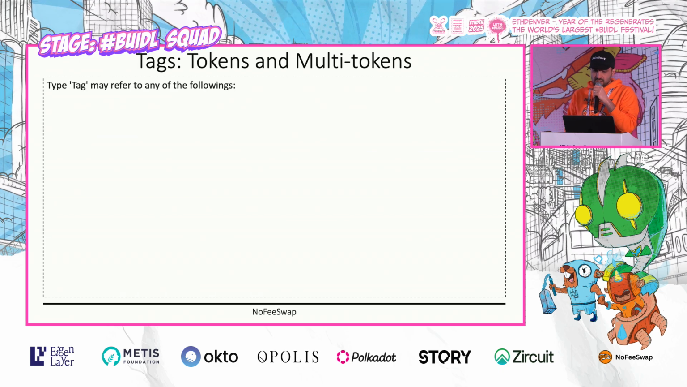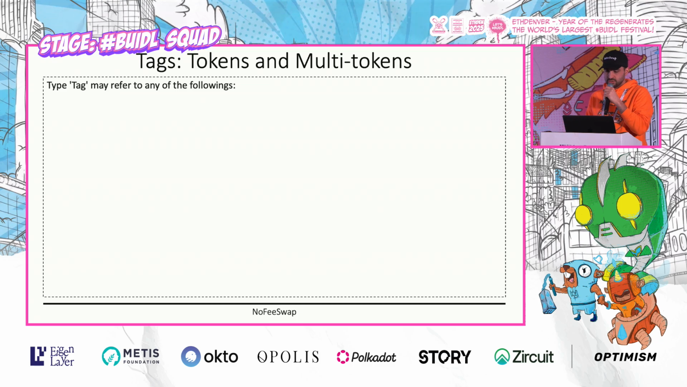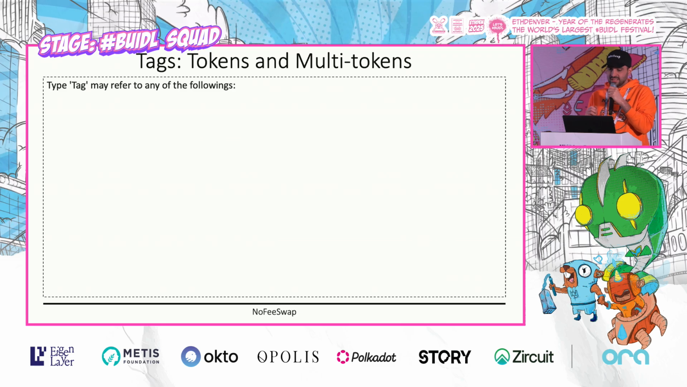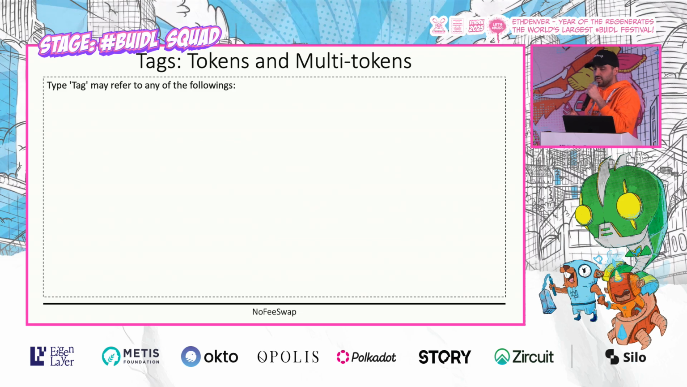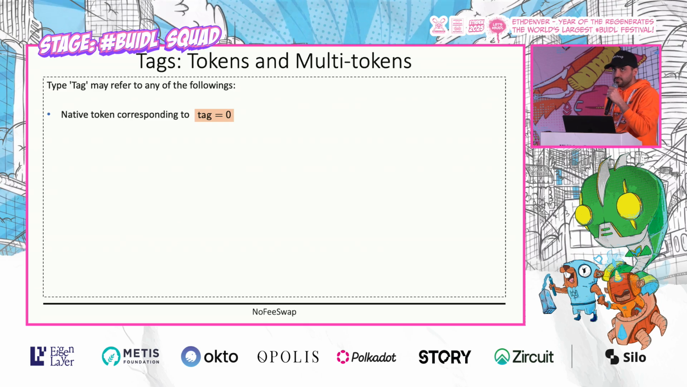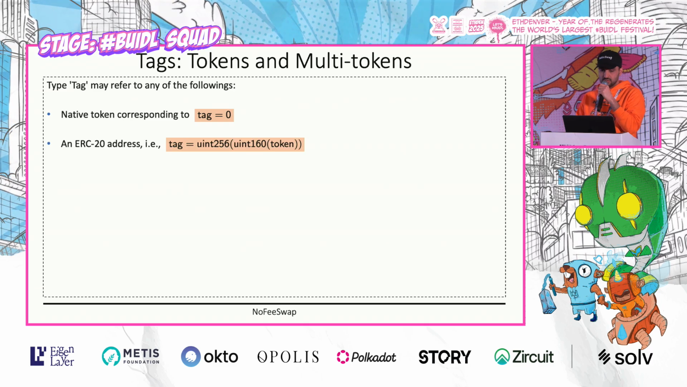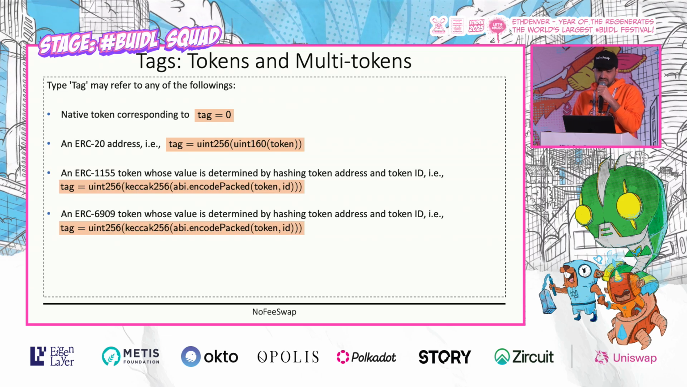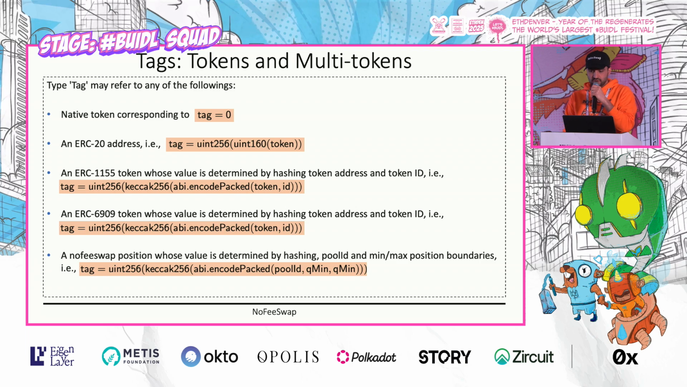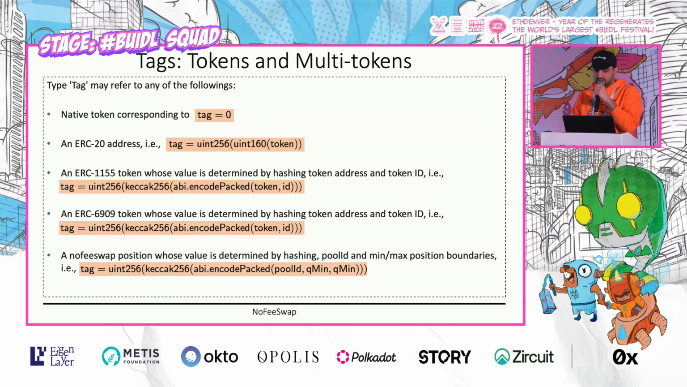Next, we are going to talk about tags. Every token or multi-token asset which may be traded on NoFeeSwap Singleton is assigned a tag. A tag may refer to any of the following on-chain assets. It may correspond to native tokens. It may correspond to ERC20 fungible tokens. Tags may even refer to multi-tokens. And they can also refer to NoFeeSwap's liquidity positions. All of these assets can be traded on NoFeeSwap.